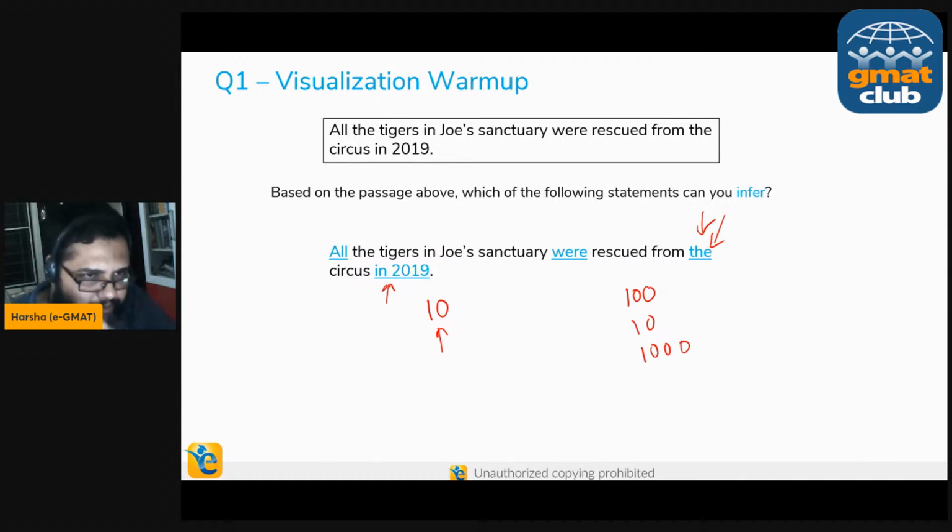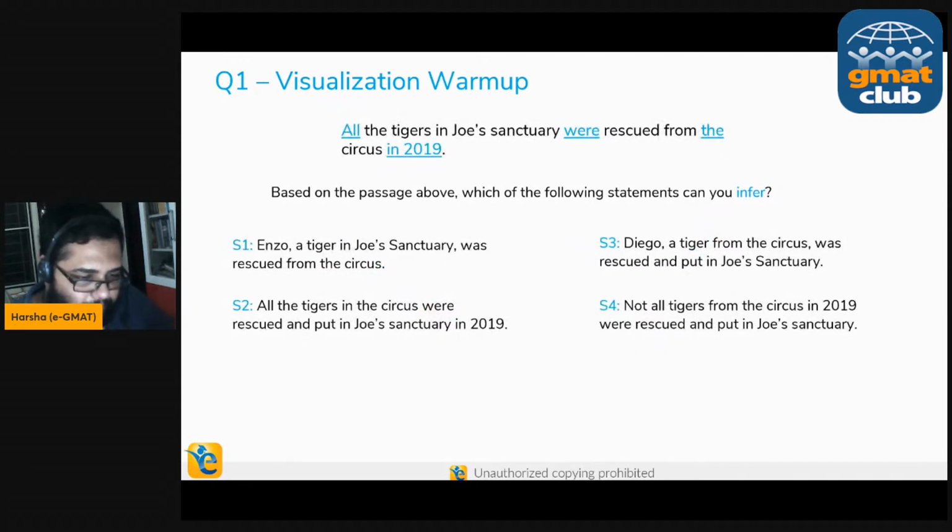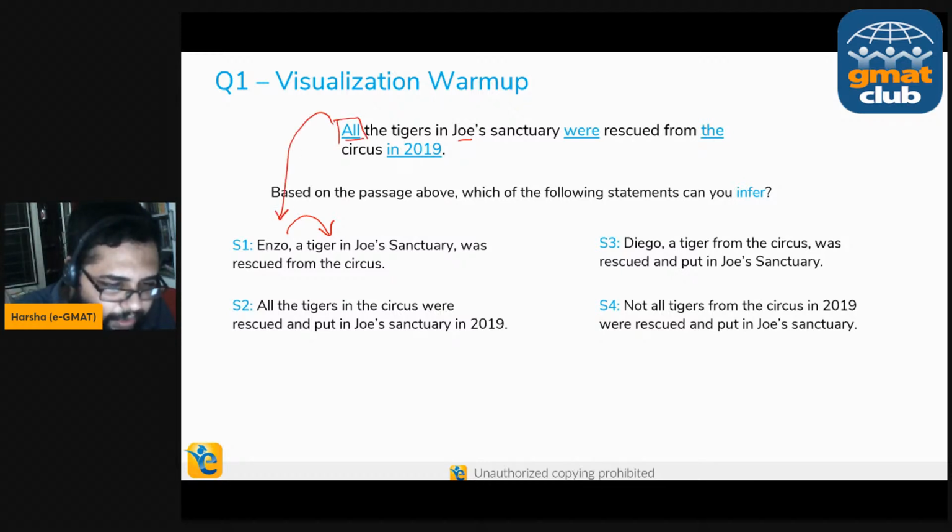Is that clear? Is this coming through? Because if I look at sentence one and sentence two, I can see that a lot of you got it wrong. A good chunk of you got sentence one and sentence two wrong. End of the day, Enzo is a tiger in Joe's sanctuary. What do you know about Enzo? Enzo being a tiger in Joe's sanctuary, what do you know about tigers in Joe's sanctuary? All the tigers, each and every tiger in Joe's sanctuary, that means including Enzo, were rescued from the circus in 2019.